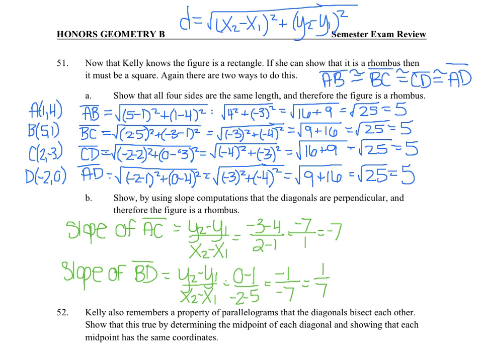If they are perpendicular, that means their slopes are negative reciprocals of each other. That means that their slopes, when multiplied together, equal negative 1. Well, negative 7 times 1/7 is negative 1, so this works. This means AC is perpendicular to BD, and we have yet again shown that the figure is a rhombus.